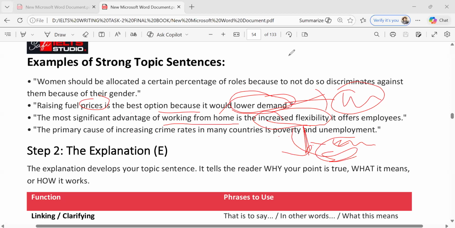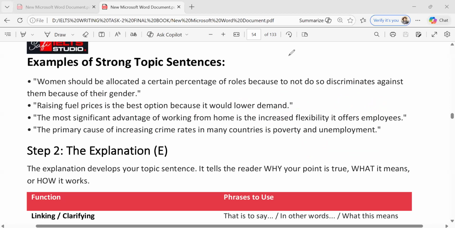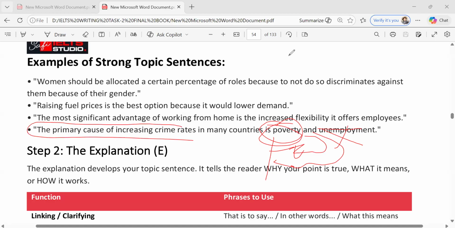If you look at the next example, the primary cause of increasing crime rates in many cities is poverty and unemployment. So I can talk about poverty, or if you don't want to mention the second one, don't mention it, you can say poverty. Whatever I explain now is based on poverty, and my support is again based on poverty. So the topic sentence gives direction to your main body paragraph.